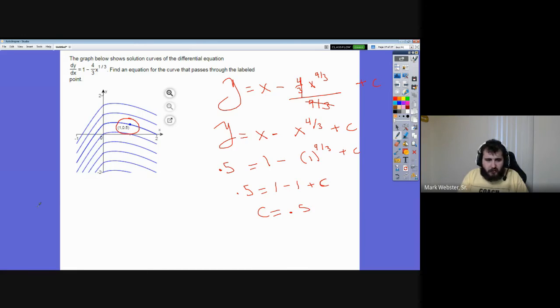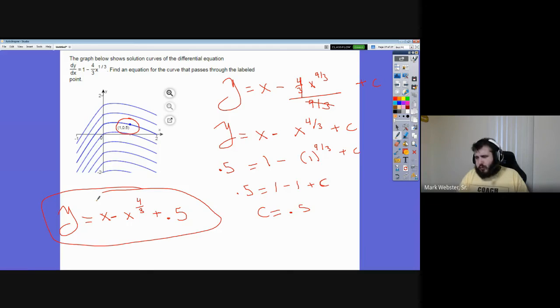So our final answer here, x minus x to the 4/3 plus 0.5. Or plus 1/2. I don't know what the problem may be. It'll say, hey, only write this as a fraction, whatever. Then plus 1/2. But yeah, that's all we're doing. That's all this is. If you can do this, you can do anything.